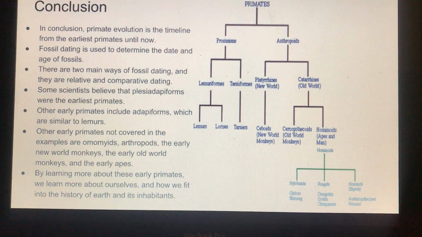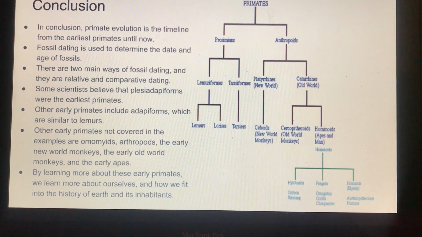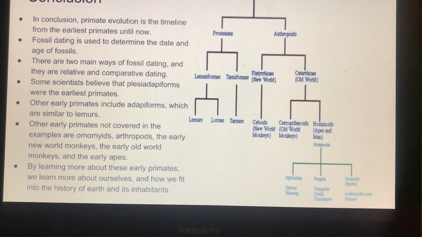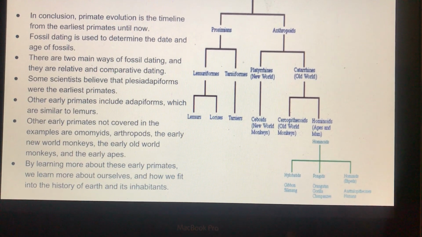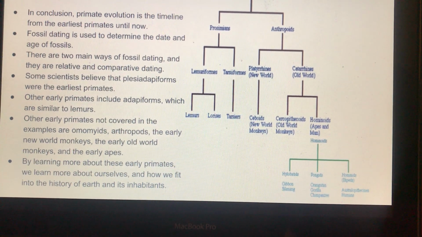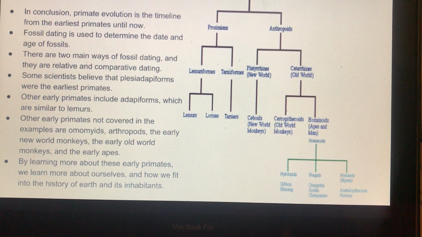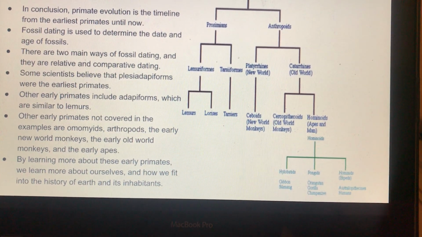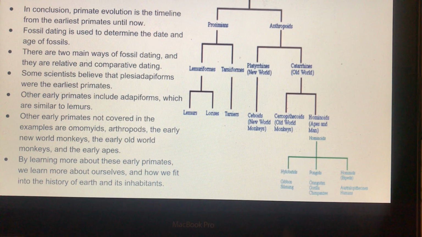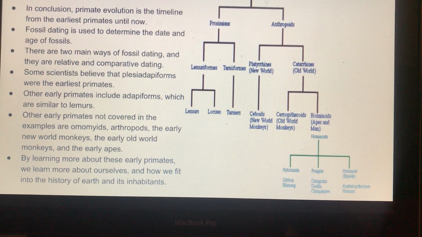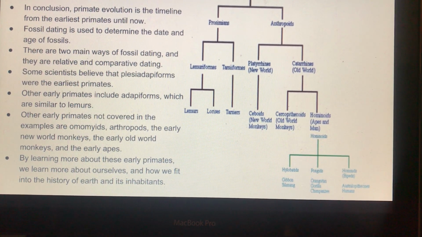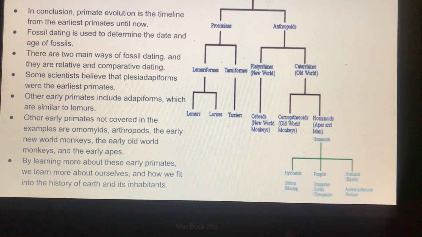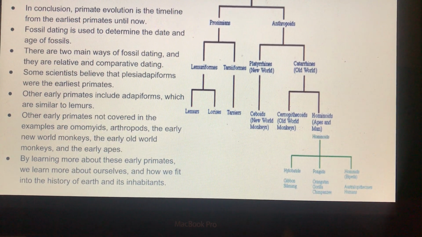In conclusion, primate evolution is the timeline from the earliest primates until now. Fossil dating is used to determine the date and age of fossils. There are two main ways of fossil dating, and they are relative and comparative dating. Some scientists believe that Plesiadapids were the earliest primates. Other early primates include Adapiforms, which are similar to lemurs.